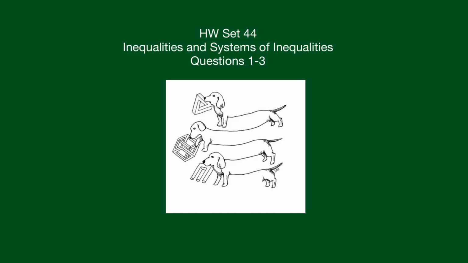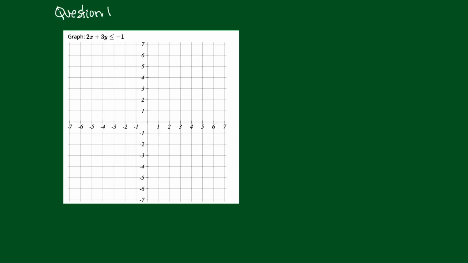This is homework set 44. I want to solve this linear inequality here. So I'm going to rewrite it up here: 2x plus 3y less than or equal to negative 1. Now, because I have the variables on one side and the constant on the other, I'm just going to make a table and find the intercepts.